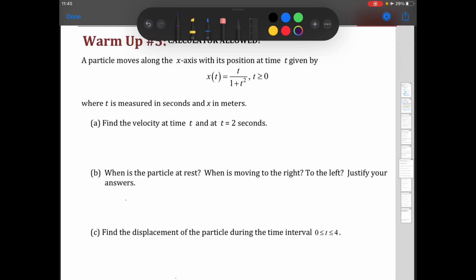Hey guys, welcome to Unit 9, Lesson 5. This lesson is more practice of Lesson 4, and you can use the calculator for the warm-up in this lesson. So let's get started with the warm-up.